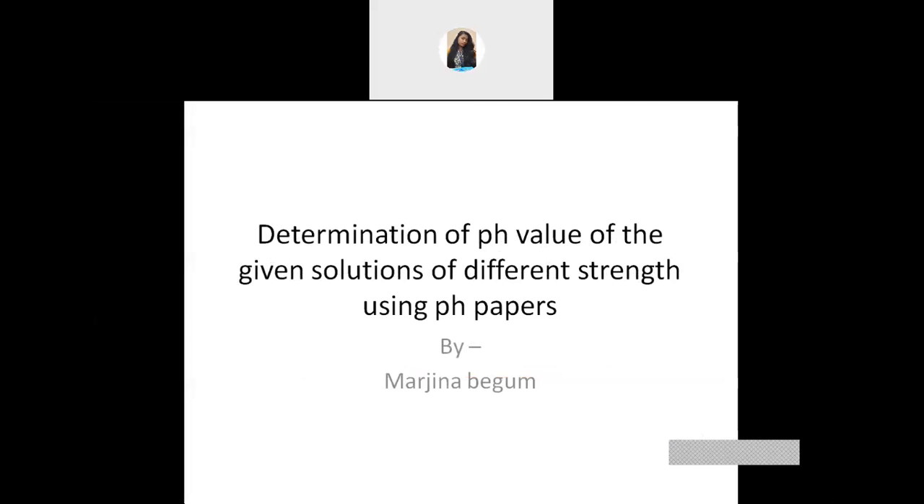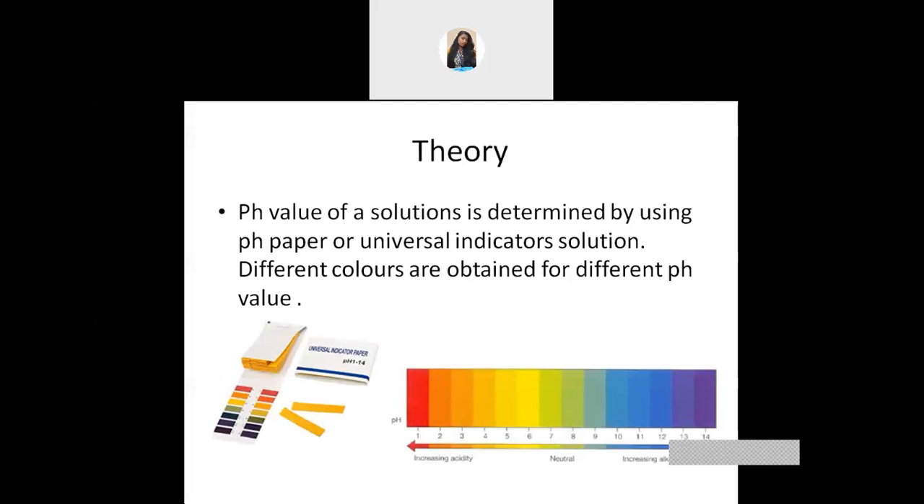This one is the theory for this experiment. The pH value of a solution is determined by using pH paper or universal indicator solution. So what is pH value? And from this, it raises the question: what is pH paper? What is pH value? And what does this color indicate?